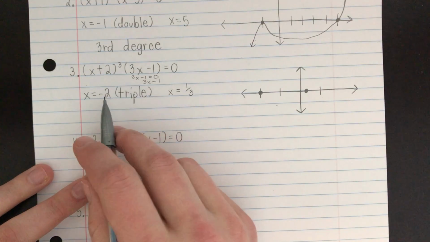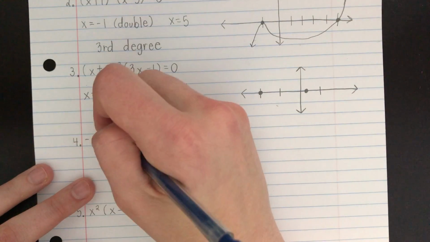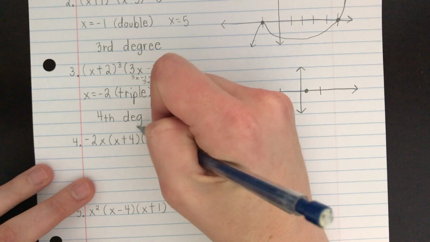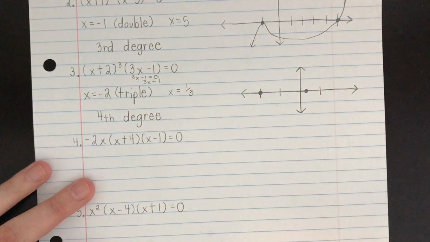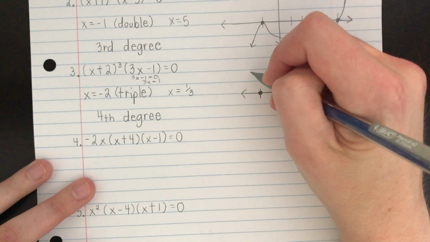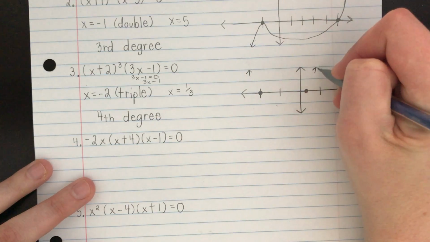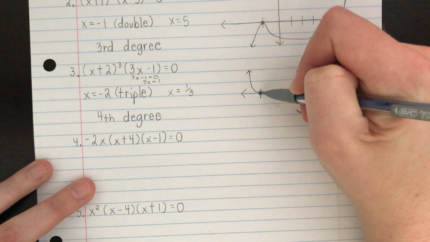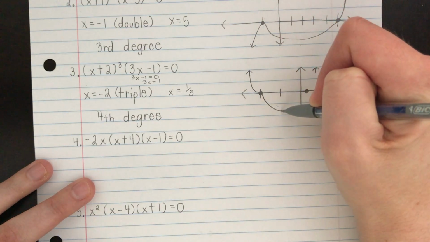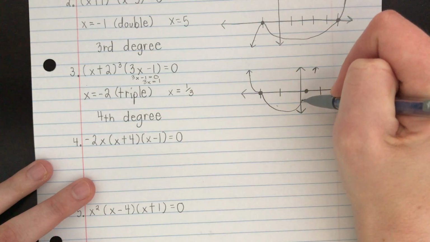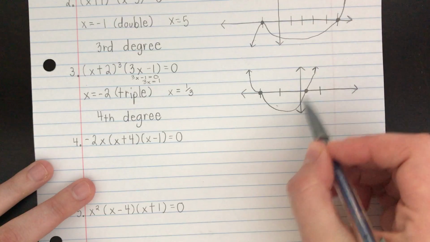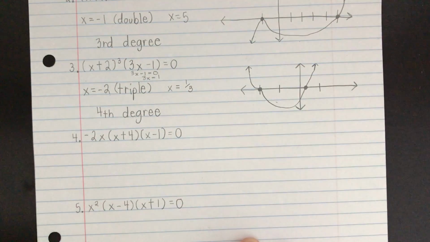Okay, I've got a triple here and a single here. So that's 4 roots. So this is a 4th degree polynomial, meaning my arrows will face in the same direction. My lead coefficient is positive, so both arrows will go up. Okay, the -2 is a triple, so I'll slide through as I go through. But my +1, or 1/3, is a single, so I'll just cut right through. Okay, this one's kind of curvy, this one's just straight on through.